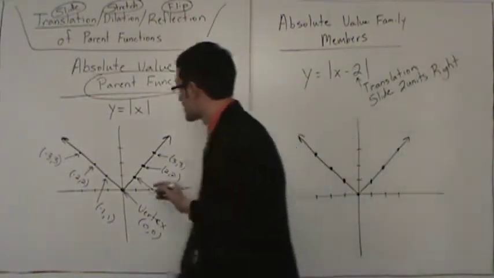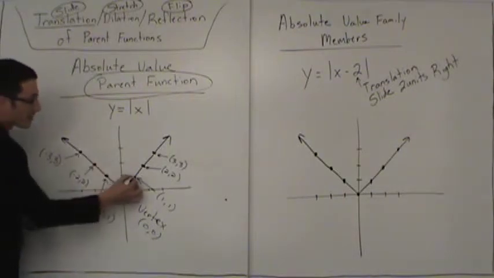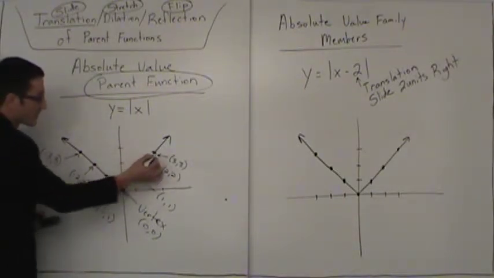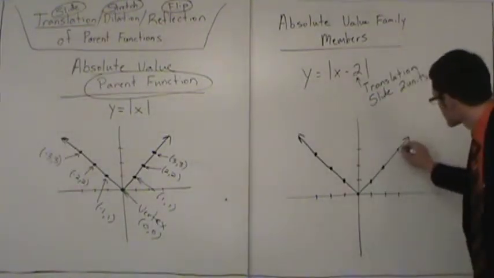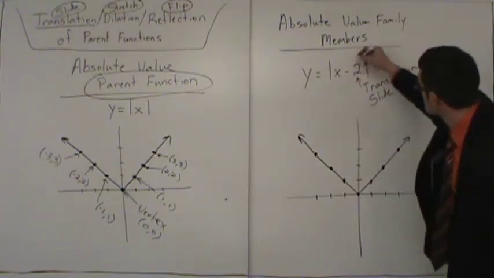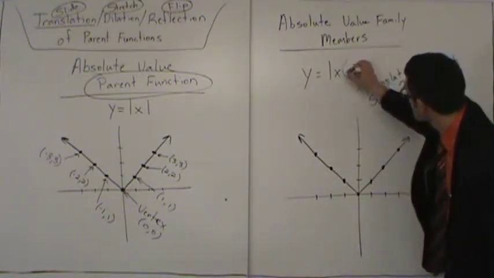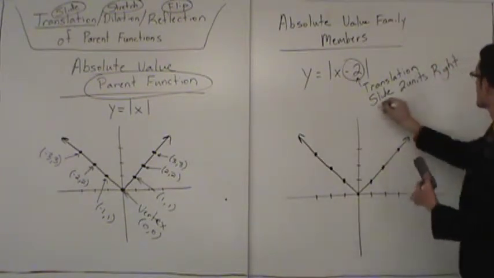Let me make these points. Yeah, these points hopefully are clearly visible on the camera. The video camera quality is not as good here at home as it is at school, but hopefully you guys can see. Now, so we have 7 points. And what this minus 2 inside, when 2 is being subtracted from the x, inside the absolute value, this results in a translation 2 units to the right.